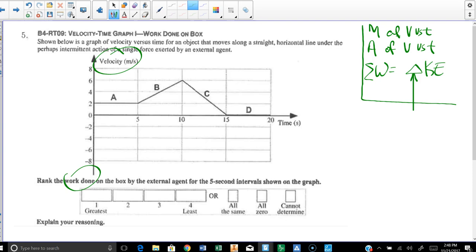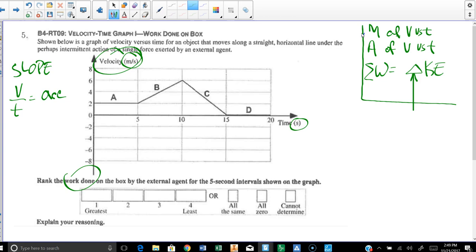So let's try to remember what the slope means. The slope for this graph is the velocity divided by the time. That is acceleration. And you can check the units out as well. It's meters per second divided by seconds. It's meters per second squared. That's acceleration. We're going to come back to that.